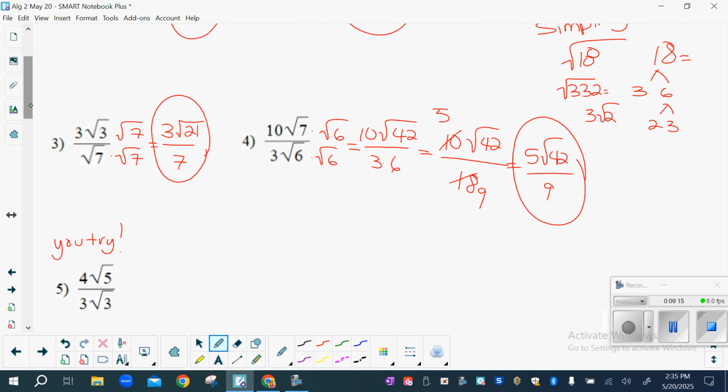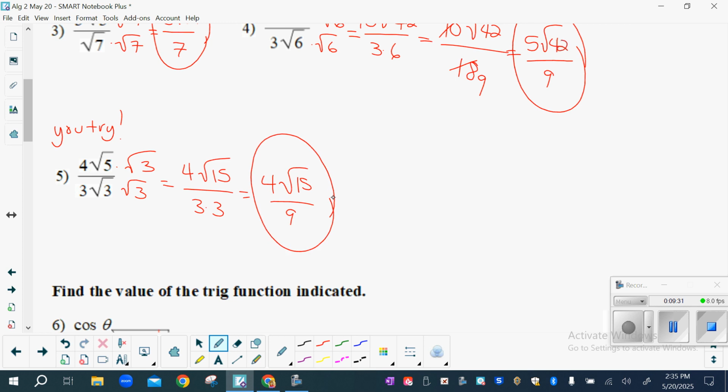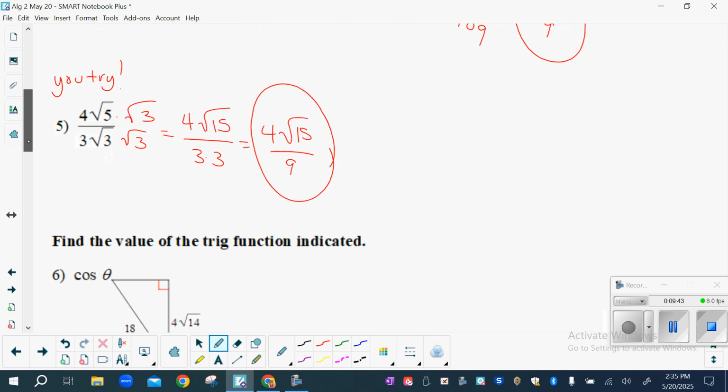Does that make sense? Okay, so you should get an answer of 4 square root 15 over 9. Okay, so this is leading up to the stuff that we're going to do today with this.